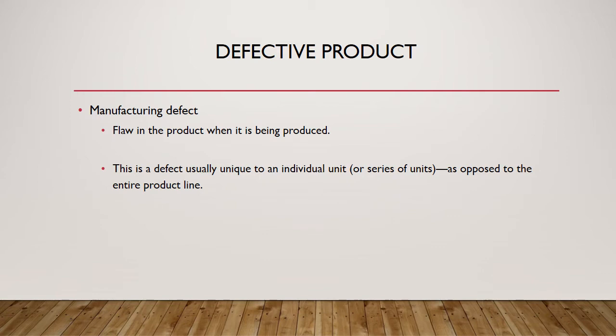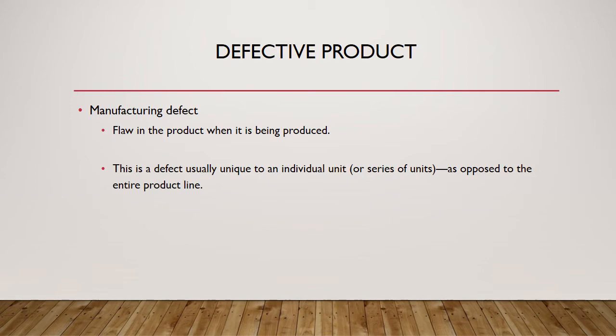It was a flaw that happened when it was being produced, and the flaw was that they used impure materials. So the pin didn't have the strength that it needed for the use that it was intended for. And so that's a flaw in the product when it's being produced. And these defects are usually unique to a few individual units or a series of units. And so in the example here, it would only be the guns that got those impure pins.